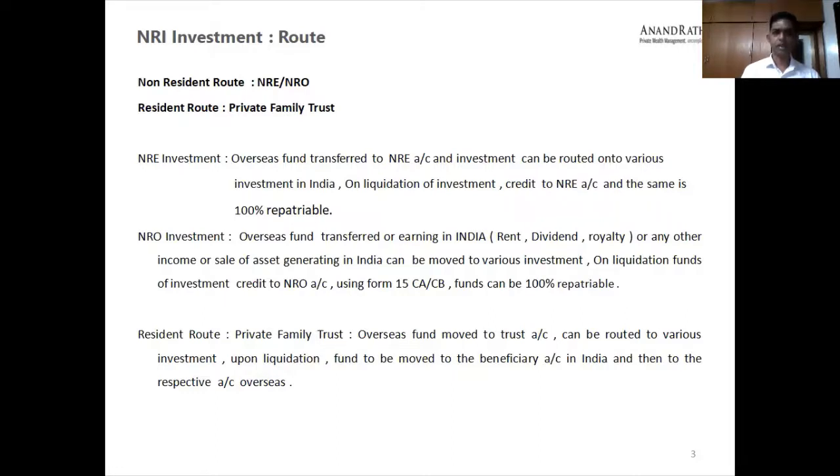Similarly, sir, if anyone has some income that is generating in India, like say rentals or any other income, they can invest the money from this NRO account into these funds which are available. Once they liquidate this investment, the money comes back to the NRO account. Through a chartered accountant, the banks would require a 15CA/CB certificate. This certificate states that taxes have been paid on this particular money that has come in the NRO account, and the same money can be repatriated whenever you want, sir.